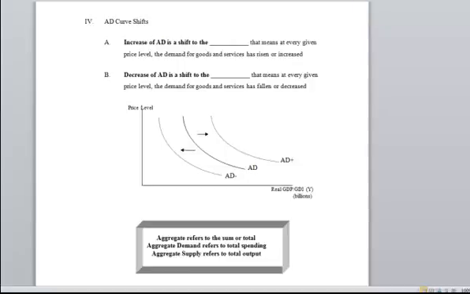Whenever you look at aggregate demand or supply, remember that word aggregate just means total, so we're talking about total demand, which is total spending, and aggregate supply, that's the level of output.